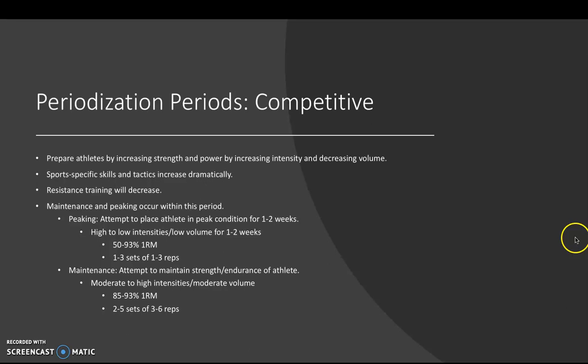And then maintenance is the attempt to maintain strength / endurance of the athlete. Moderate to high intensities / moderate volume, so 85 to 93%, 2 to 5 sets of 3 to 6 reps. And just keep it in mind, odds are you're only going to have those athletes about 2 days a week if you're lucky.